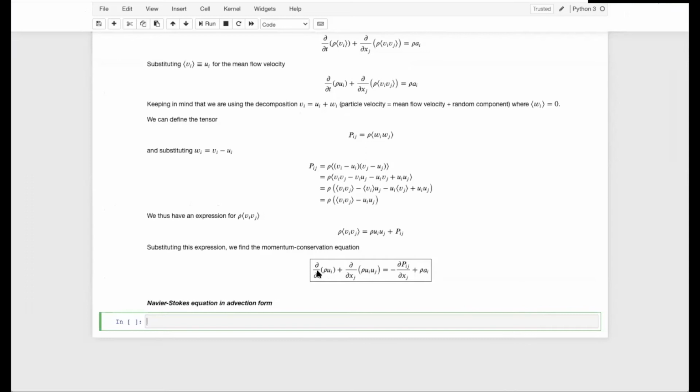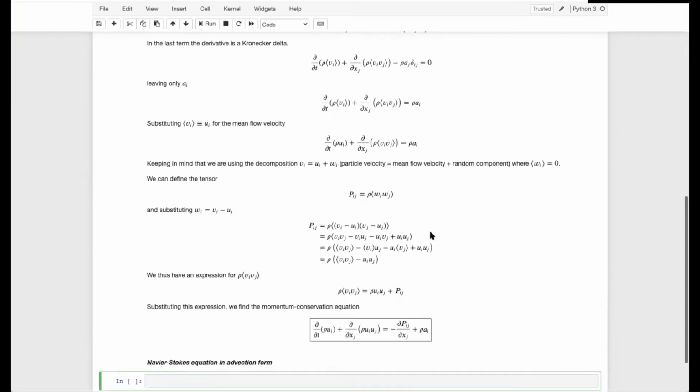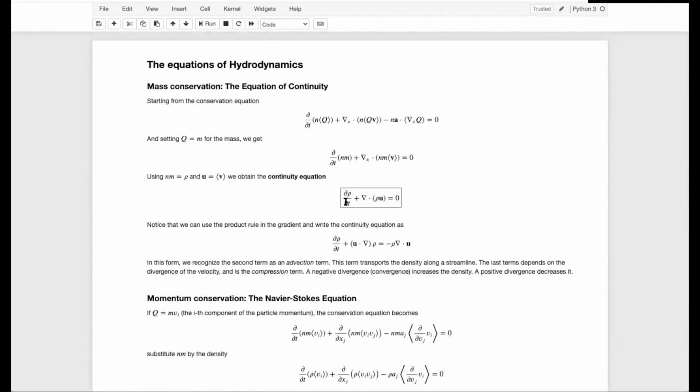This is known as the conservation form of the equation, because what you have here is the quantity, the momentum, the flux of this quantity, and then on the right-hand side, you have the sources and sinks, the pressure and the body force. You can see that the mass continuity equation is written in the same way. You have the quantity and the flux of this quantity, and in this case, in the mass continuity, you don't have any source or sink. That's why this equation in hydrodynamics is called the continuity equation.